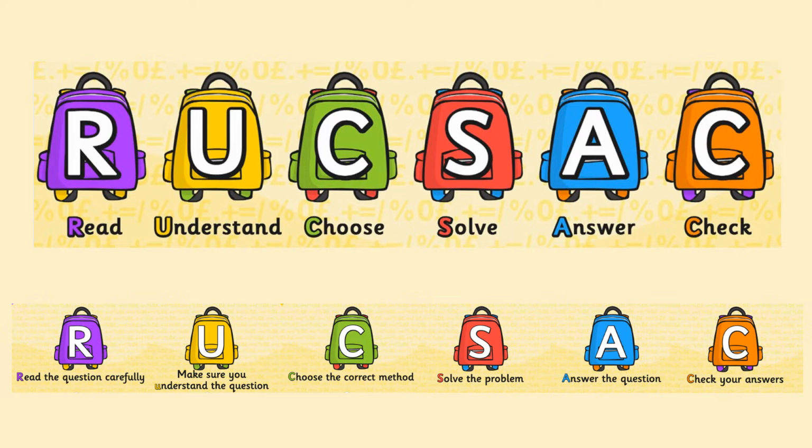R is for read the question carefully. U is for make sure you understand the question. C is for choose the correct method. S is for solve the problem. A is for answer the question. And C at the end is for check your answers. So we're going to go through this problem about Hannah and her water using the rucksack approach.